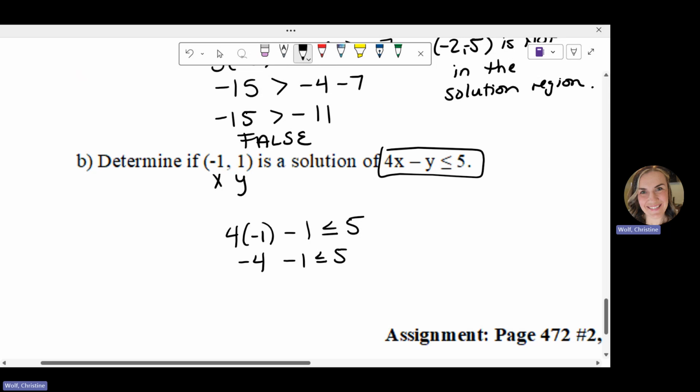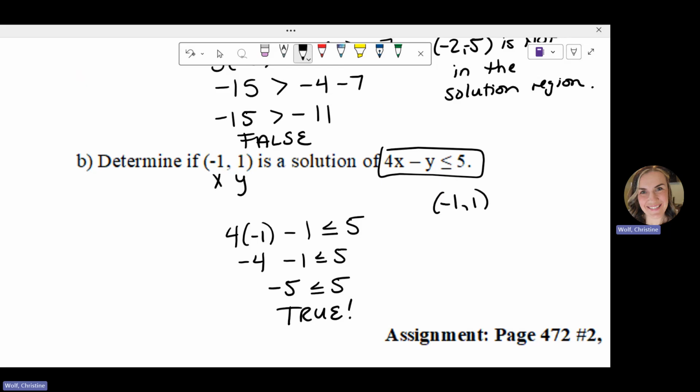Just simplify. Negative 5 less than or equal to 5. Is that true? Is negative 5 less than or equal to 5? Yeah, it's less than. So that is true. So that means this point, negative 1, 1, is in the solution region if we were to graph this guy. Okay, so that's it. Not too bad.